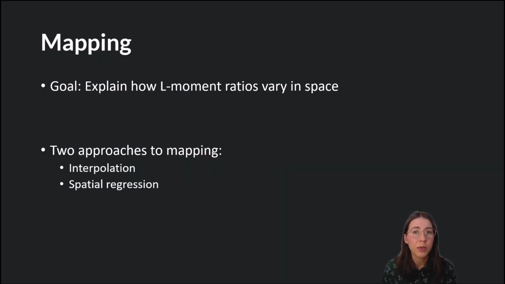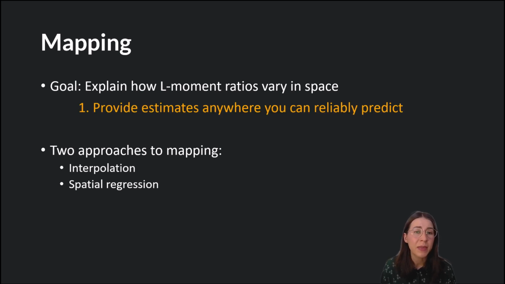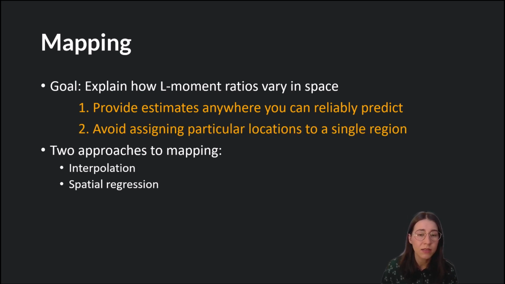The last method we're going to talk about in this video is called mapping. The goal of mapping is to explain how L moment ratios vary in space. Mapping allows you to provide estimates anywhere that you can reliably predict, even if you don't have any measurements at that location. And it helps avoid assigning particular locations to a single region. This is helpful if you have regions that are overlapping or non-continuous.